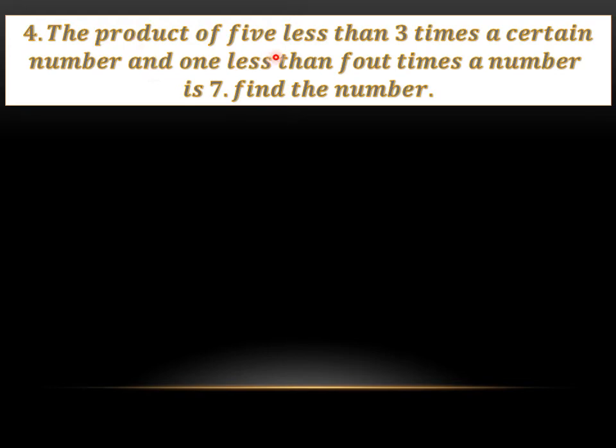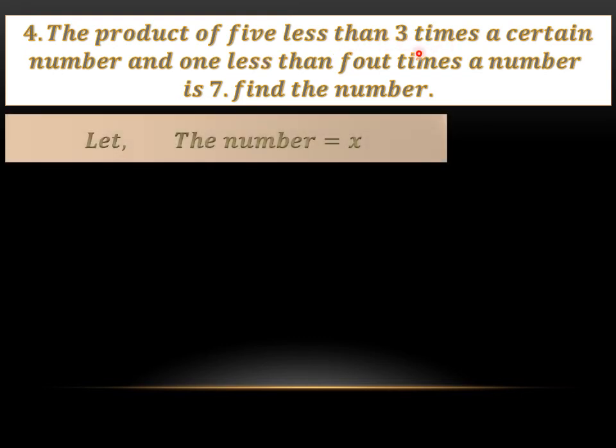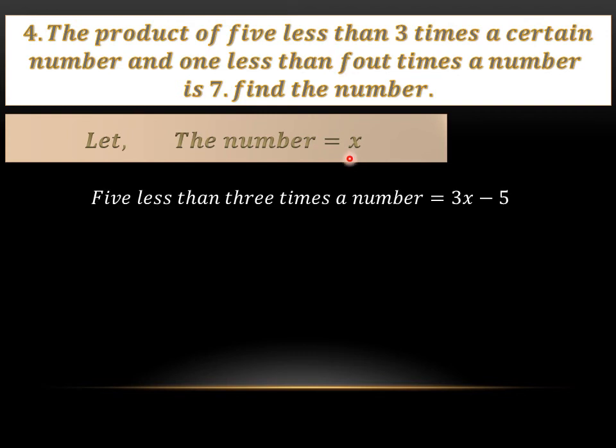What is before and? 5 less than 3 times a number. First of all, we will suppose the number and the number is x. 5 less than 3 times a number means: 5 less than means minus, 3 means 3, times means multiplication, and the certain number we have supposed as x. So 5 less than 3 times a certain number will become 3x minus 5.